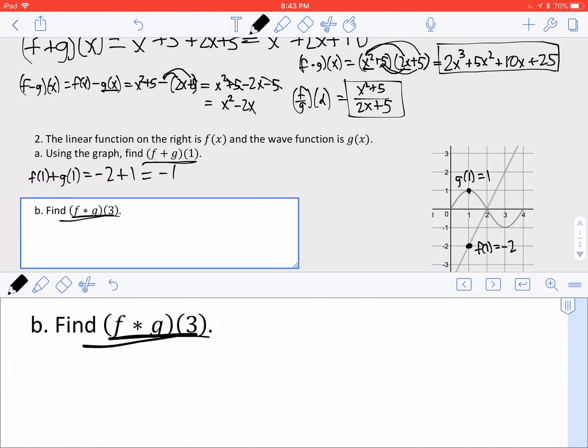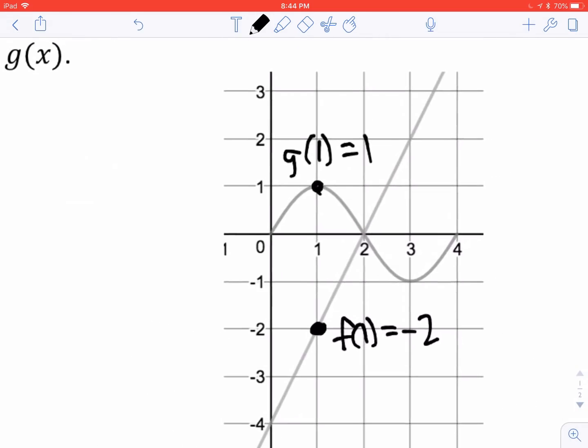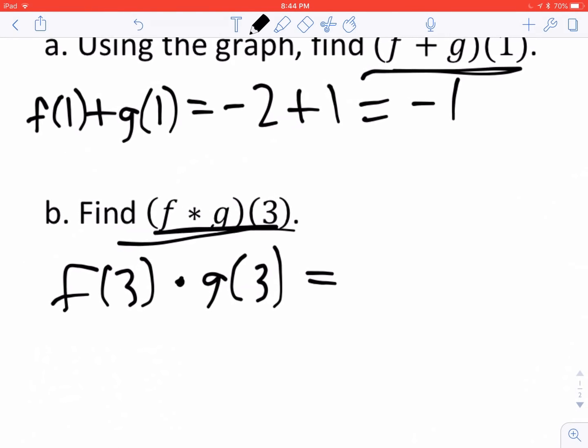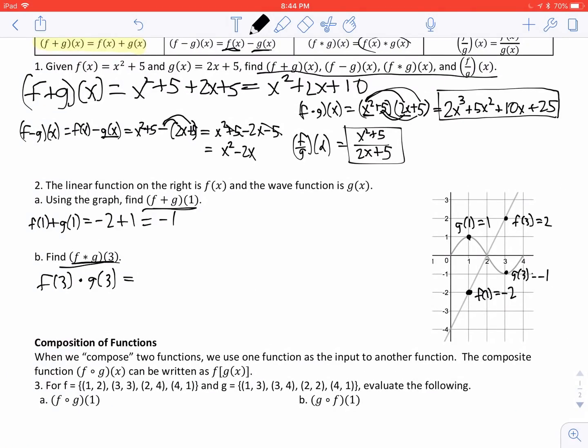Okay, so let's do the same thing. Now we're finding f times g of 3. So that's going to be f of 3 times g of 3. So again, we go over to our graph, and we can see that g of 3 is negative 1, and f of 3 is 2. So then f of 3 times g of 3 would be the same as 2 times negative 1, which is negative 2.